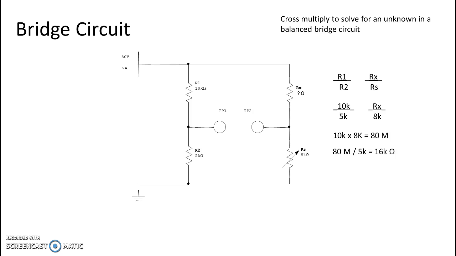And that is how you solve for an unknown in a balanced bridge circuit using cross multiplication. All right, everybody go out and have fun doing bridge circuits.